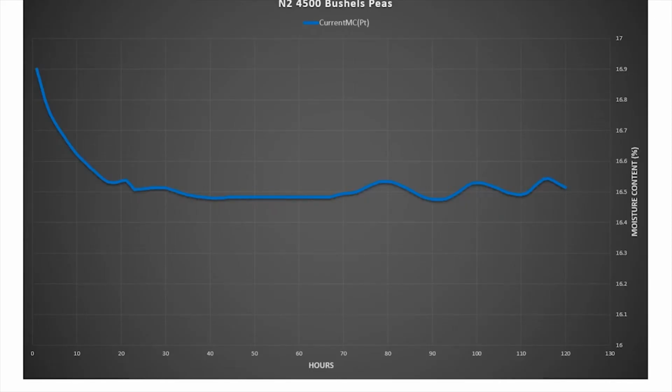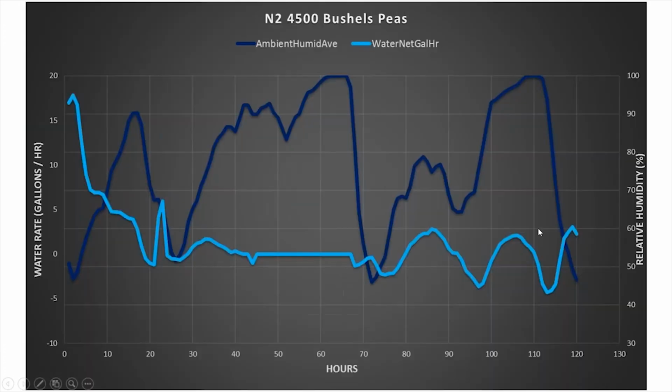Here is a plot of the bin average moisture content. You can see we started out only at 16.8 or 16.9, and through the first 20 hours, we dried it down to about 16.5, and the next 100 hours, we wasted our time and money.